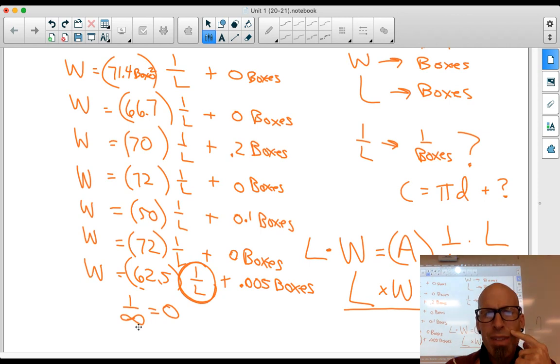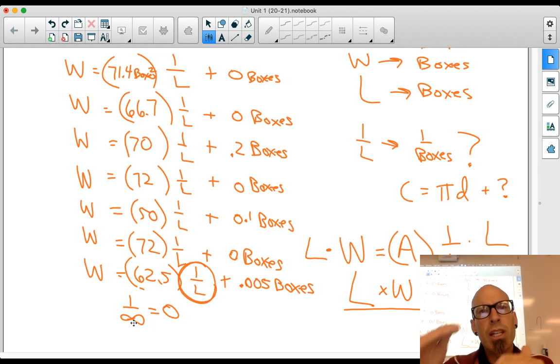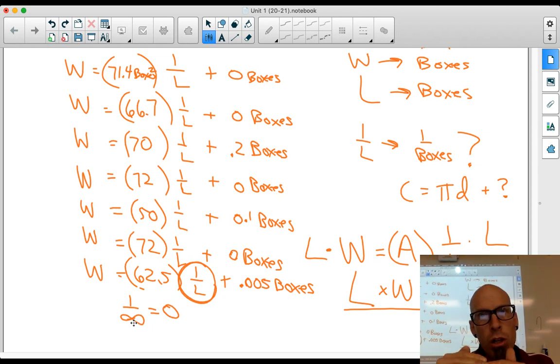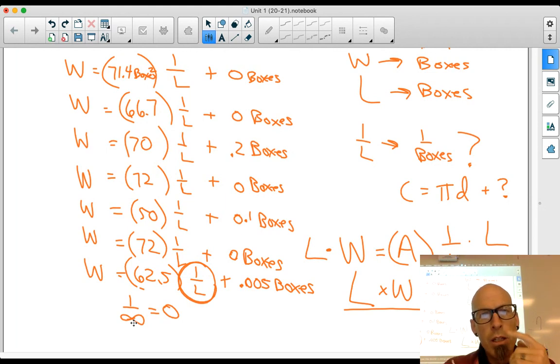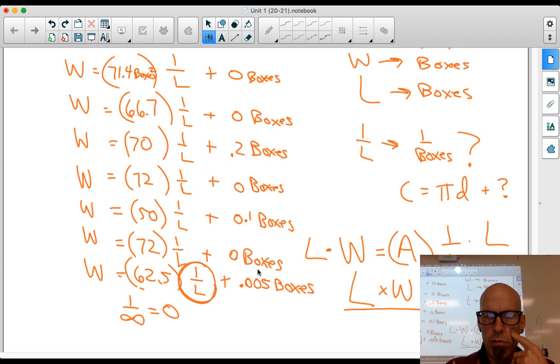So in other words, as the length gets infinitely large, the width is going to get infinitely small, approaching 0. As L approaches infinity, width, W, is going to approach 0. That's telling us that as you have an infinitely large length for your rectangle, your width is going to be infinitely small, and you should not have a y-intercept over here. I don't know if that makes any sense or not.